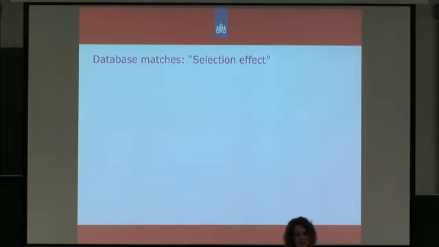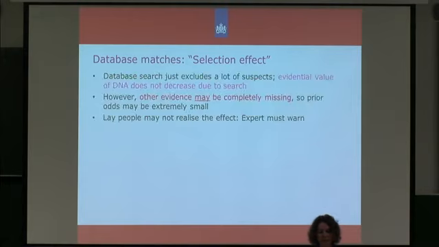And all of these papers more or less argue the following: that the database search just excludes a lot of suspects. You compare a lot and they don't match, so they are excluded. They're not the source of the trace. So that doesn't decrease the evidential value, it increases it actually. So the evidential value of the DNA does not decrease due to the search. The profile does not become less rare just because it's in a database. The rarity stays the same.